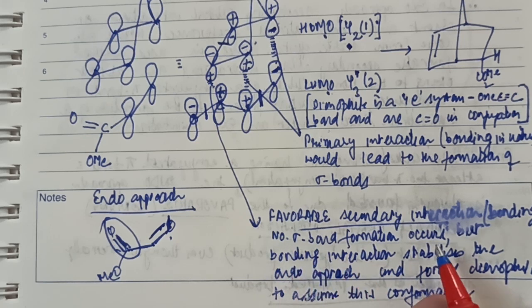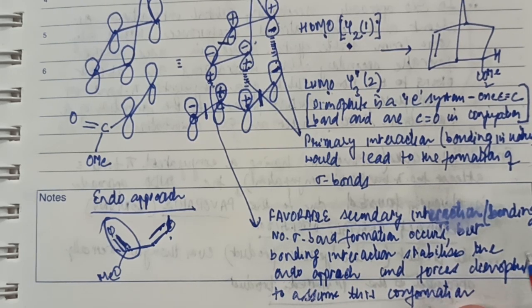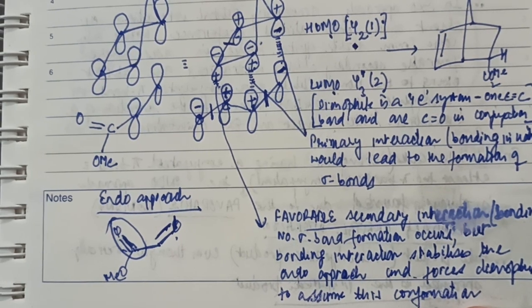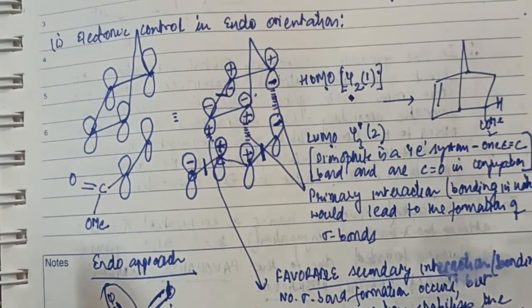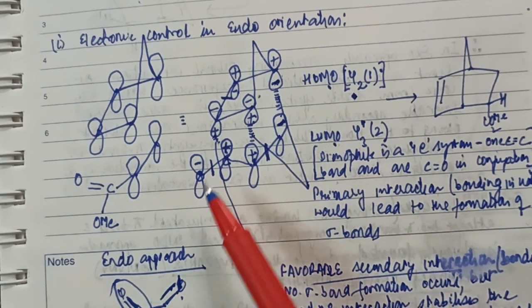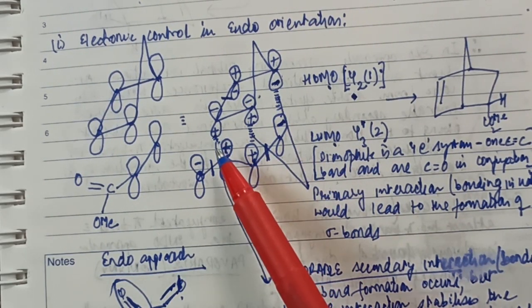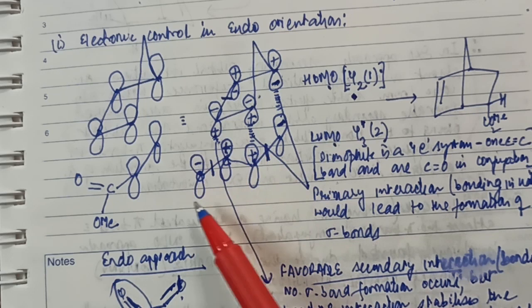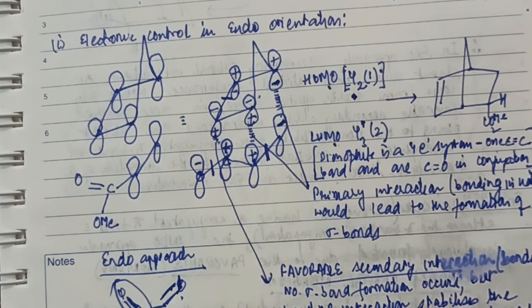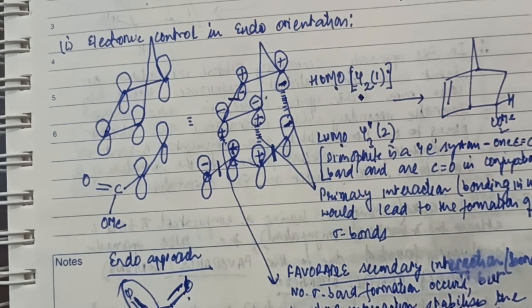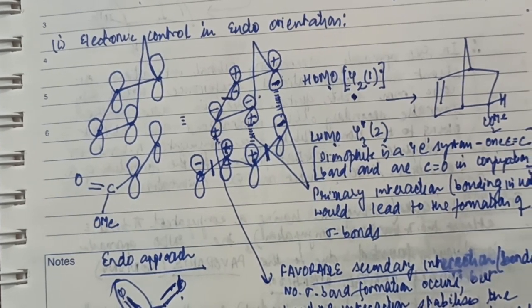Since no sigma bond formation occurs, but the bonding interaction stabilizes the endo approach and forces the dienophile to assume this conformation in preference to the exo approach. Therefore, I would repeat that it is the secondary orbital interaction of the endo orientation which forces the molecule to assume an endo orientation even though it is sterically more crowded. And that is where the second rule comes in. First was the cis rule and the second one was the endo rule.